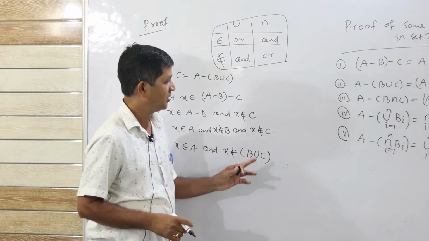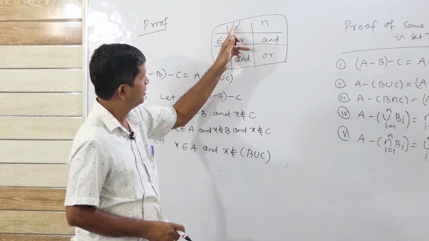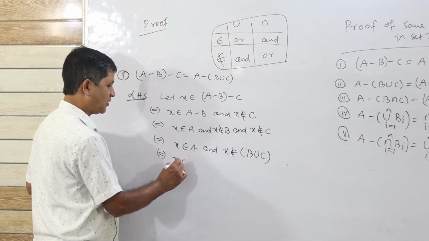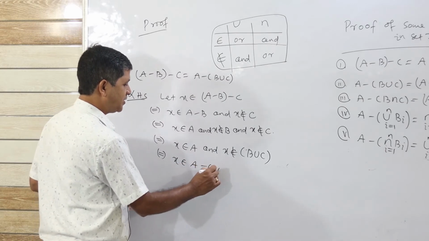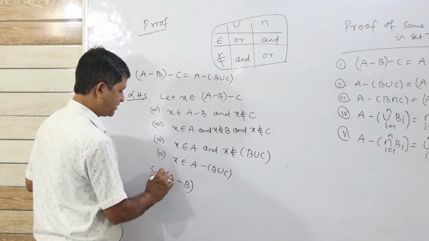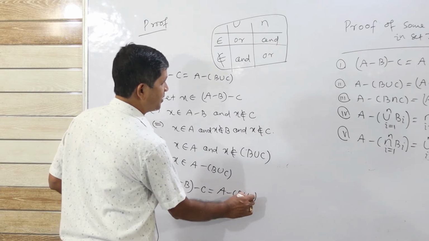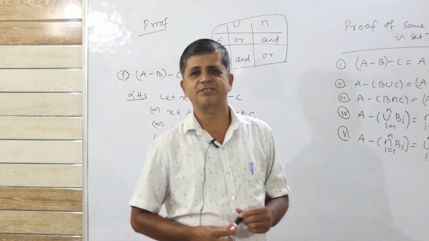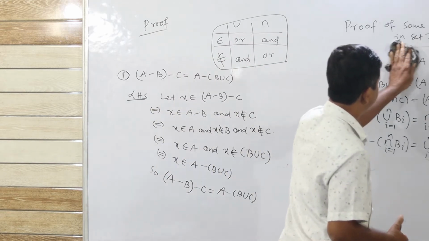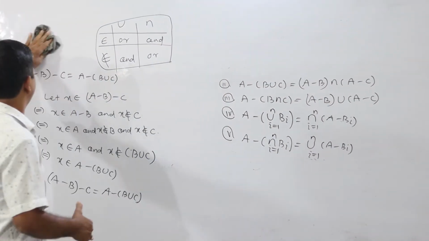Why is it a union? Because in case of does not belong to, we use union for and. So this implies and is implied by x belongs to A − (B ∪ C). So A − B − C is equal to A − (B ∪ C). This is the proof of the first bit. Come to the proof of the next bit.